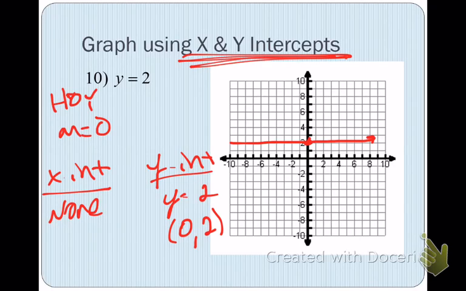Okay, so it's a little weird using the x and y intercepts. If you remember Vux and Hoy, it doesn't matter, just graph using that. Okay? All right, so a little bit of a curveball there.